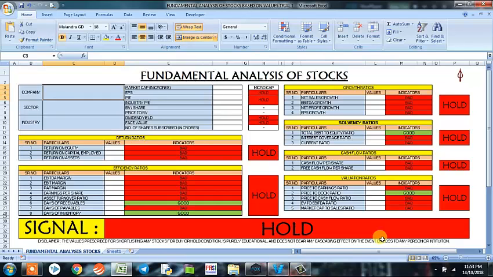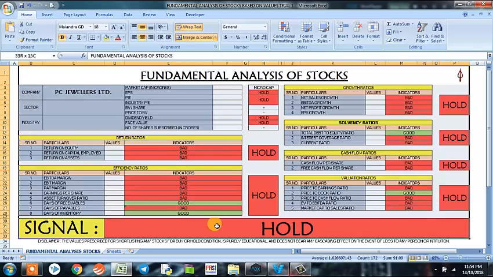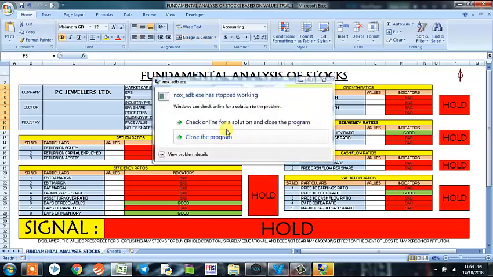Another stock that I've shortlisted today is PC Jewellers. We'll be putting PC Jewellers' financial data onto this Excel program and come to a conclusion whether to invest in this company at this point of time or not.